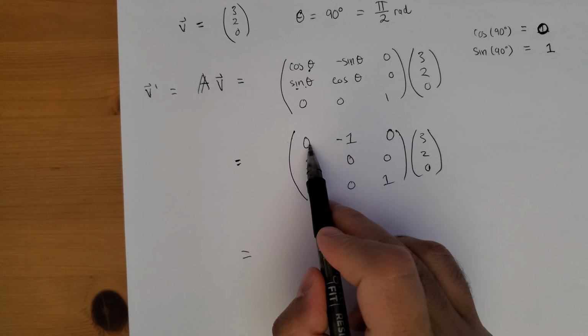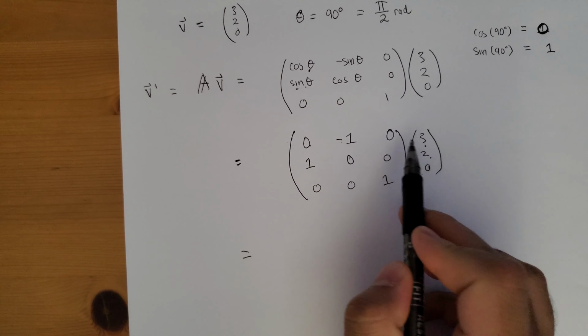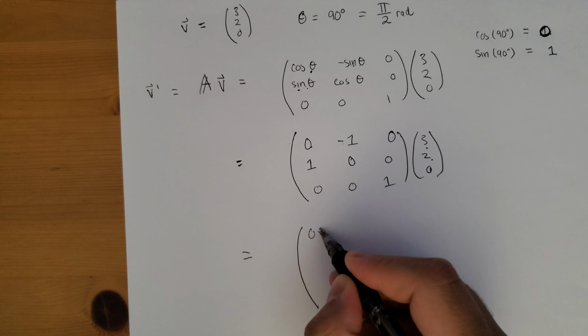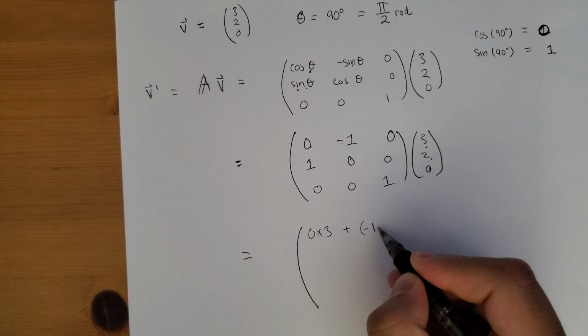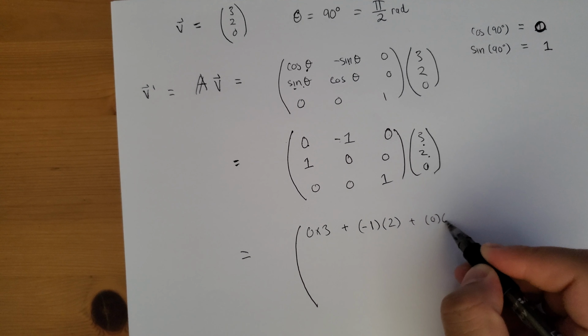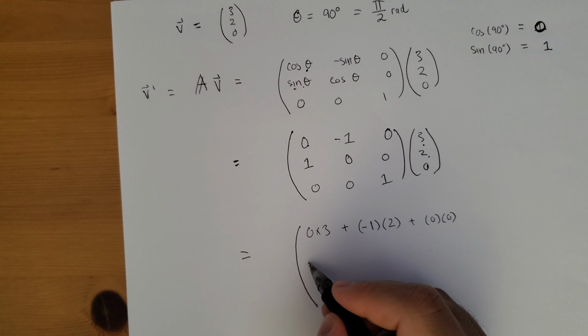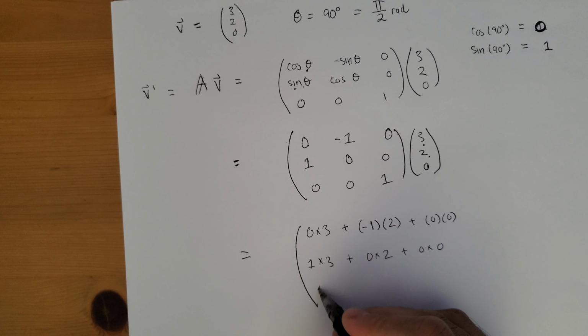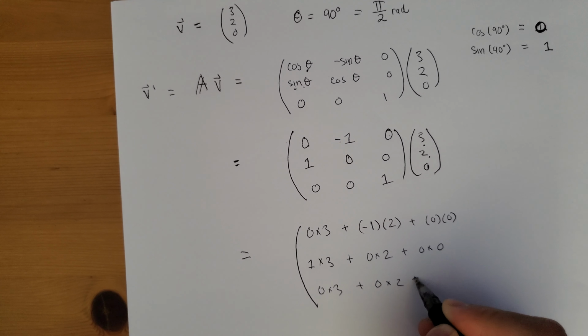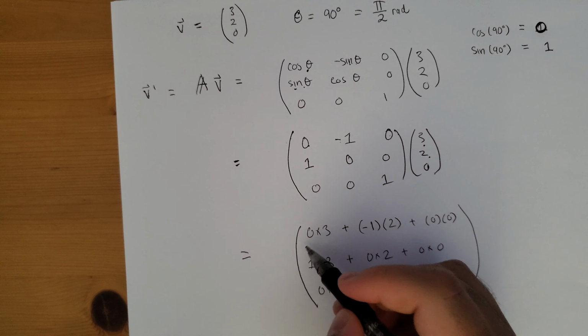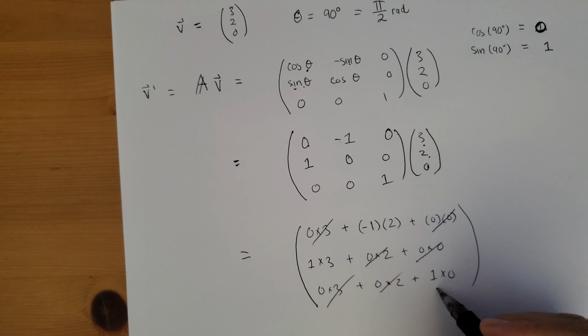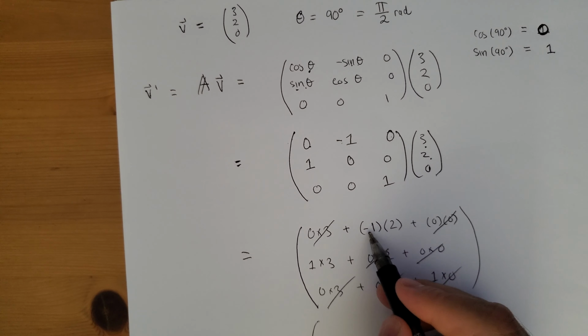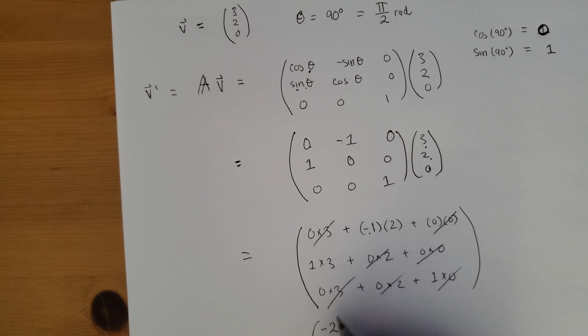So if we solve it, in the first row we get 0 times 3 plus negative 1 times 2 plus 0 times 0. And then in the second row, we get 1 times 3 plus 0 times 2 plus 0 times 0, and in the third row, 0 times 3 plus 0 times 2 plus 1 times 0. All of the terms multiplied by zeros we can get rid of. So what we're essentially left with is negative 1 times 2, which gives us negative 2, 1 times 3, which gives us positive 3, and then the last row we get 0.